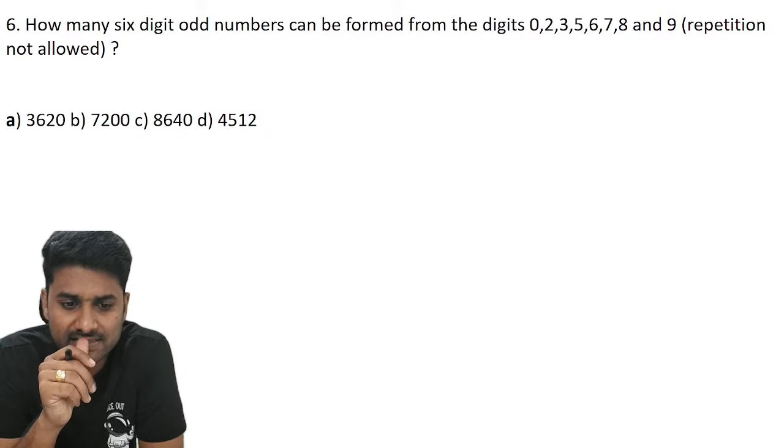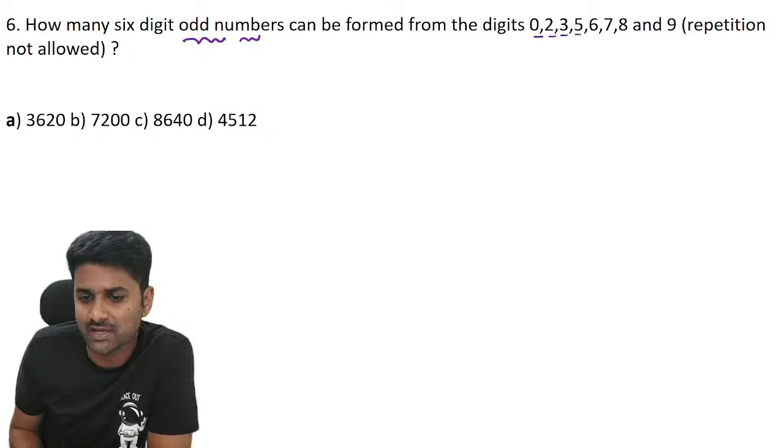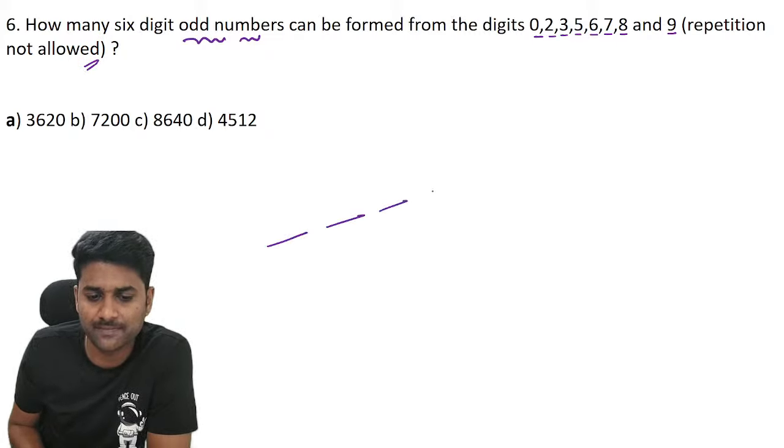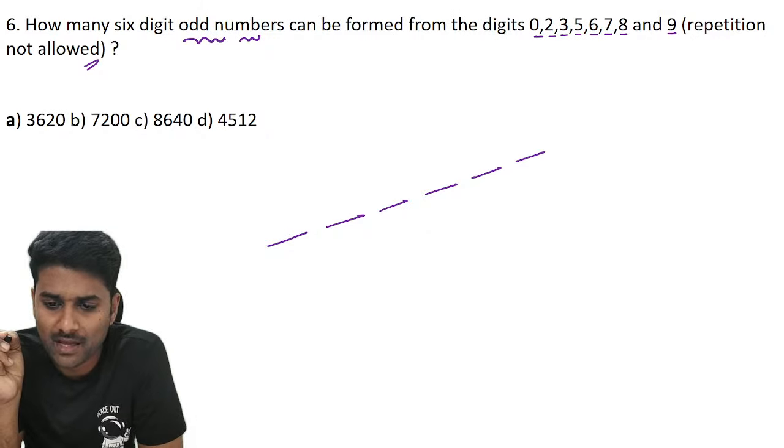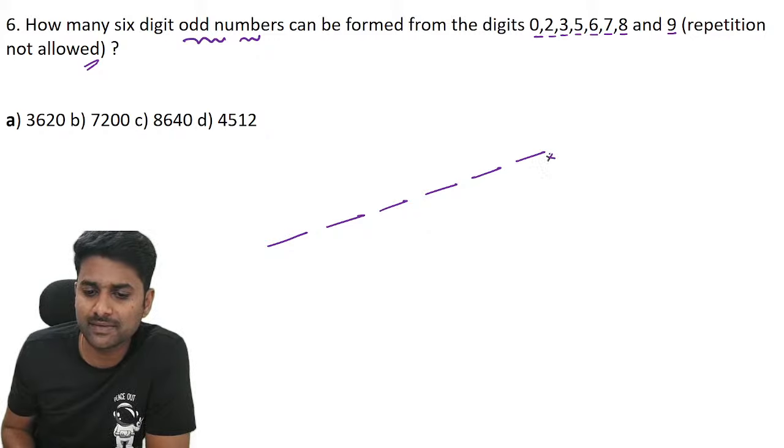How many 6-digit odd numbers can be formed by using the digits 0, 2, 3, 5, 6, 7, 8 and 9, if repetition is not allowed? We need a 6-digit number. Now they clearly mention that the 6-digit number must be an odd number.